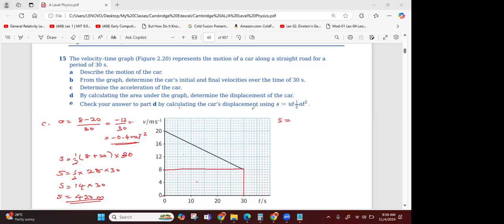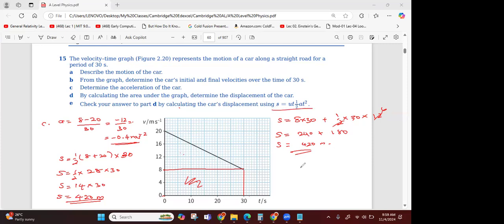Okay. So by considering these two areas, the rectangle is 8 into 30, plus the triangle, which is half into base 30 into height 20 minus 8, which is 12. So 8 into 30 is 240, plus 180, so 420 again.